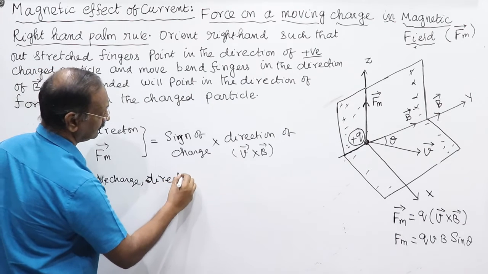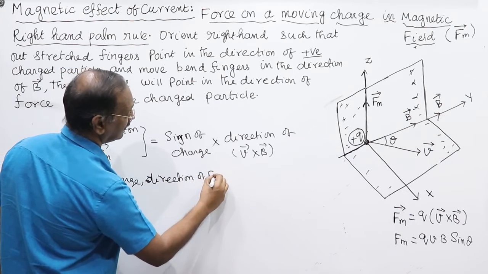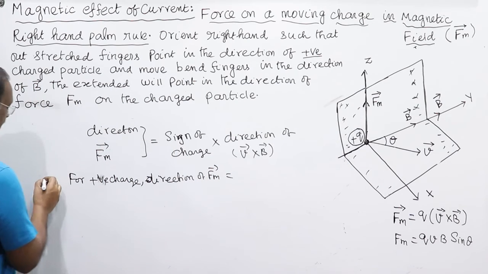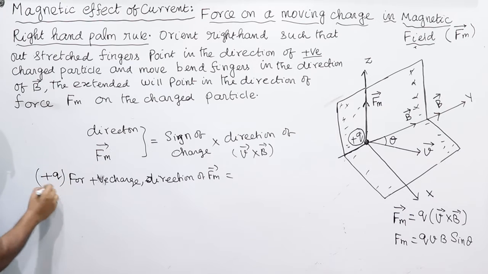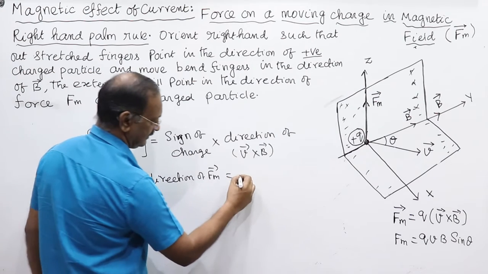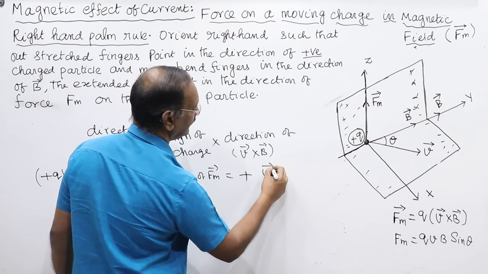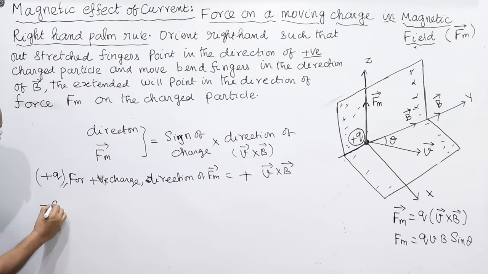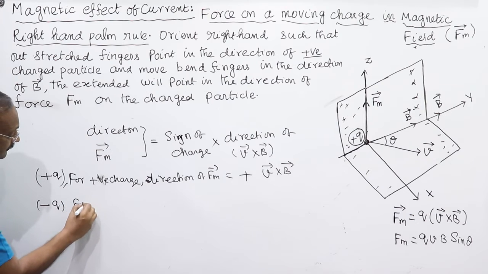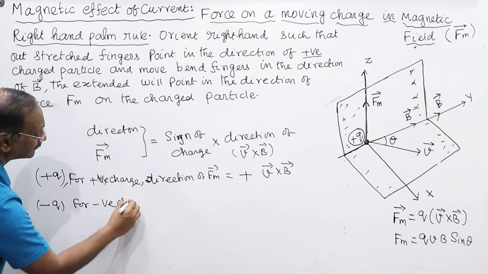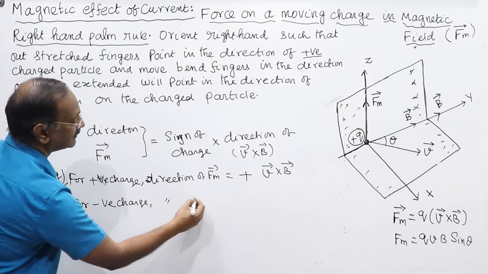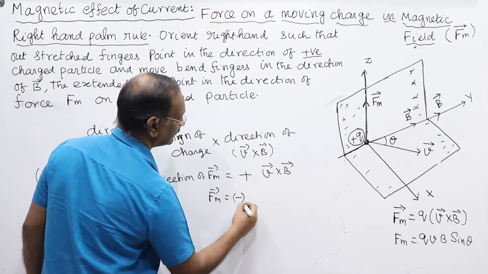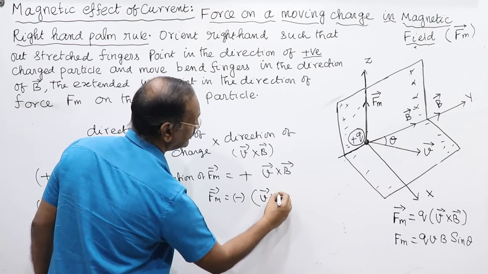Direction of magnetic force is equal to sign of the charge. Sign of the charge means it is a positive charge, that is plus Q. We will use the sign of the charge, that is plus, into V cross B. That is for negative charge. For negative charge, the direction of FM is equal to sign of the charge, negative, times the direction of V cross B.